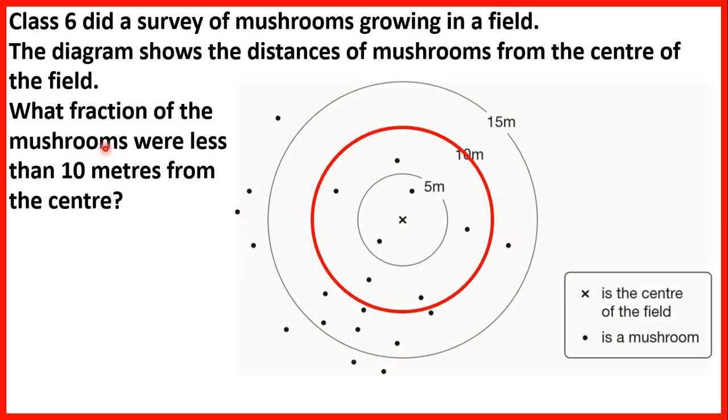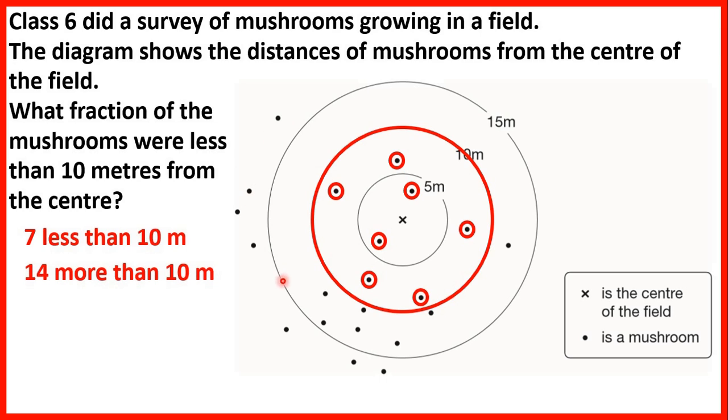Now, what fraction of the mushrooms were less than 10 metres from the centre? So here we need to work out how many dots we have inside the circle. So we can count 1, 2, 3, 4, 5, 6, 7. So we have 7 less than 10 metres, and we know from the first part of our question that there are 14 dots, so 14 mushrooms outside the 10 metre circle. Now 7 plus 14 is 21. So there were 7 less than 10 metres and 21 altogether.